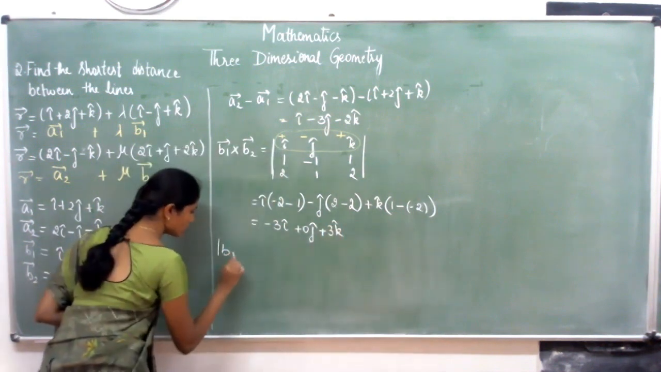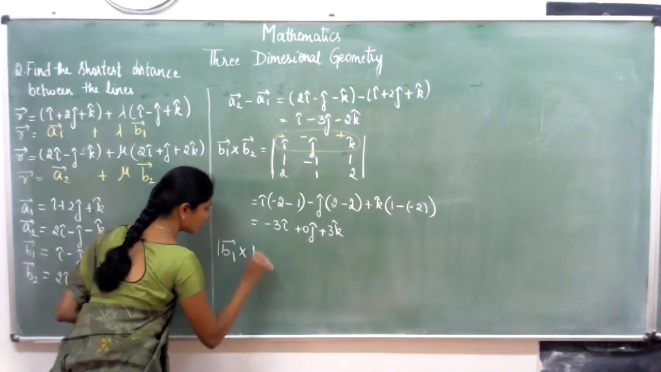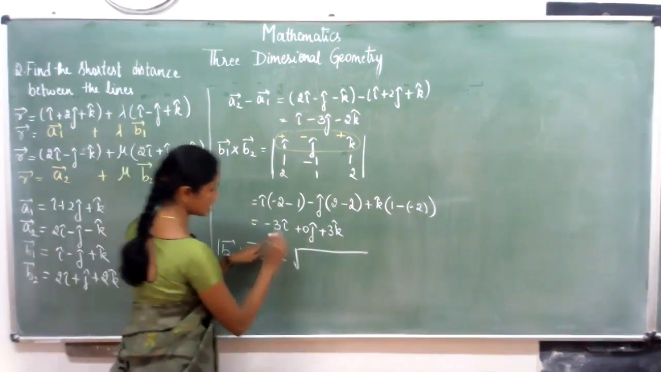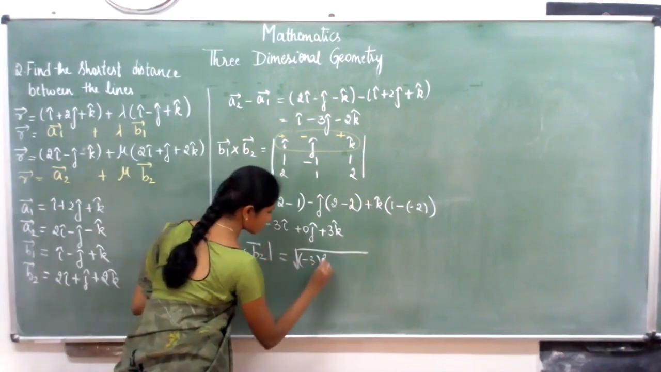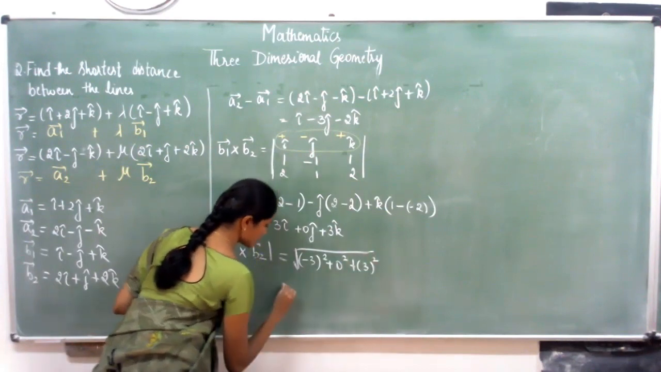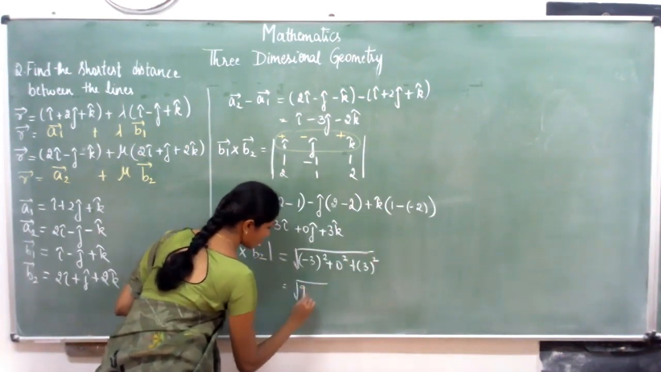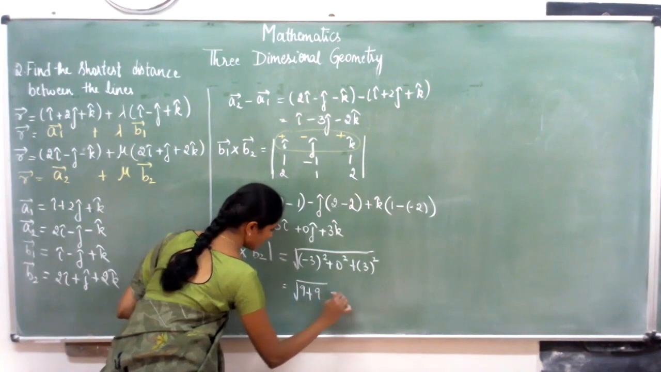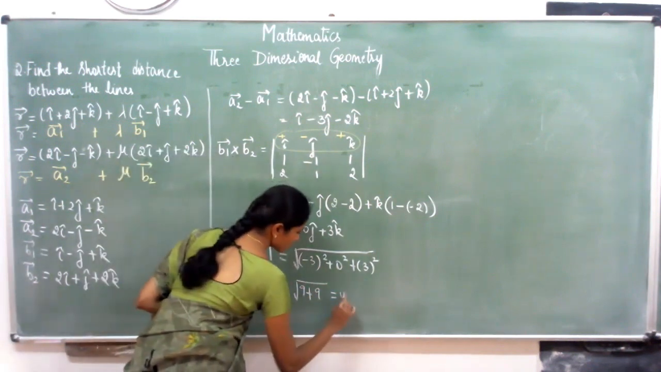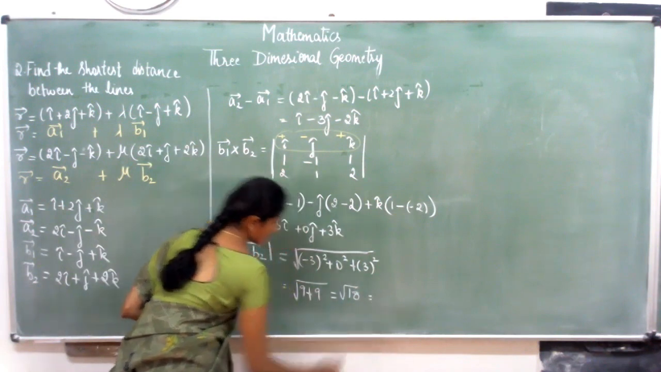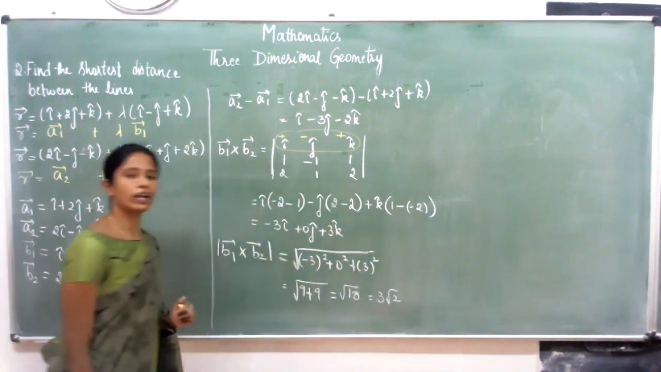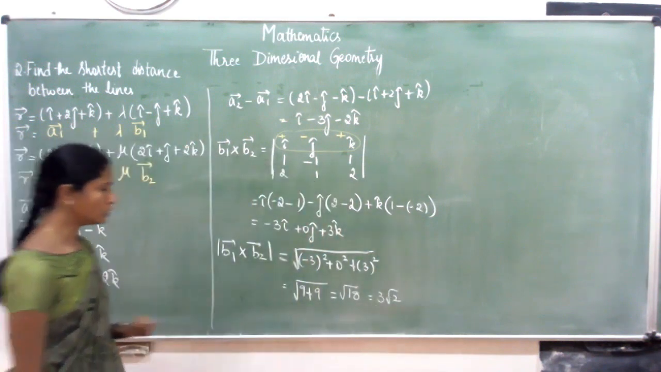Next, what is the next step? We need to find the magnitude of vector b1 cross vector b2. So, root of minus 3 whole square plus 0 square plus 3 square. So this is equal to root of 9 plus 9, which is root 18, which is equal to 3 root 2.